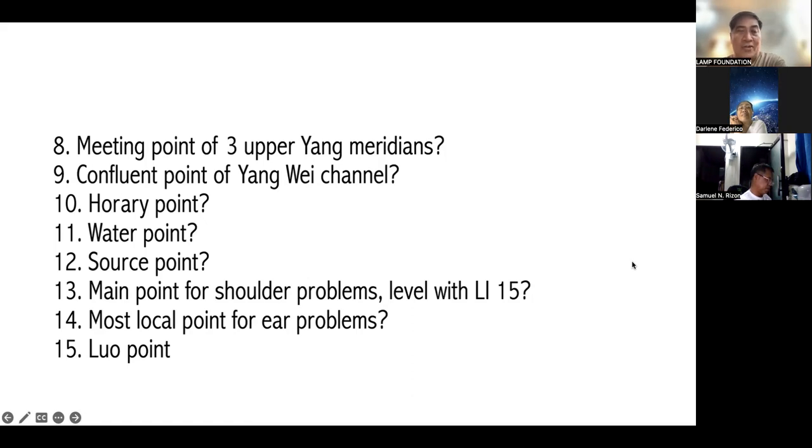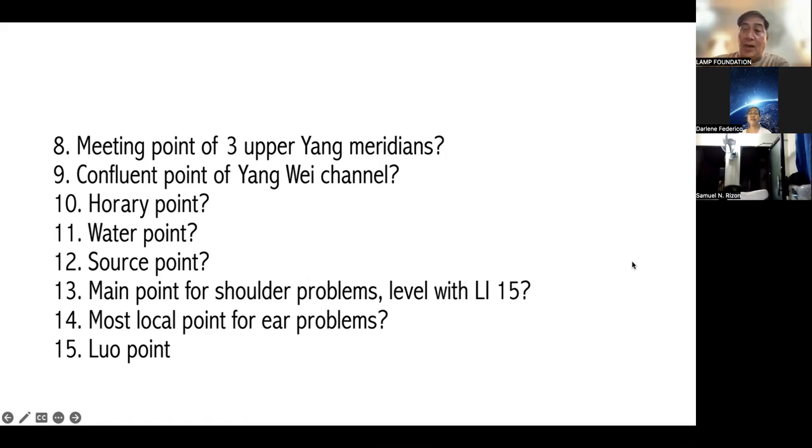Okay. Next. Oh, ito. Very easy. Number 13. Very important. Main point for shoulder problems level with LI-15. Shoulder problems. Wala po yun dun sa list, no? Wala po. Ito po is a local point. SJ4 din po ba? Dahil kasi di ba nasa may bandang list ng SJ4. Malayo na ano po ba?